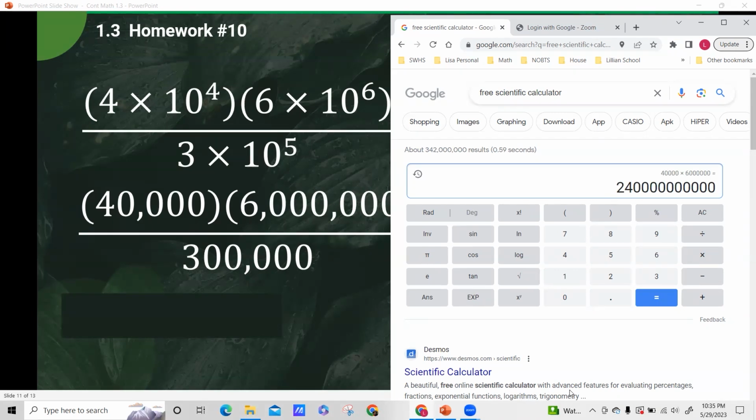That's the 40,000 times 6 million. Now I am going to hit divided by. So divided by the denominator, which is 3 with 5 zeros. 1, 2, 3, 4, 5. And then I'm going to hit enter. And you get this 8 with 5 zeros.